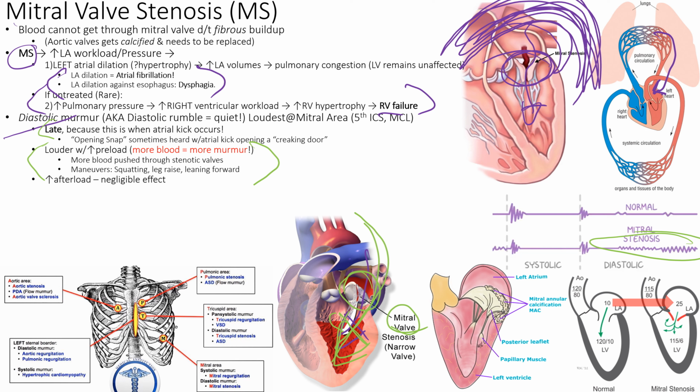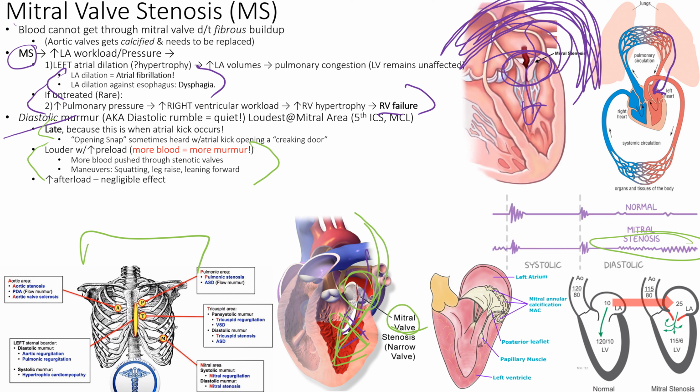So if we put a whole bunch more blood in that left atrium, that's going to put a whole bunch more blood through that mitral valve that is stenosed, and we're going to hear the murmur louder. Where will we hear it louder? Fifth intercostal space, midclavicular line, right? You will hear it at the aortic area, but you're going to hear it better at the mitral area, right?